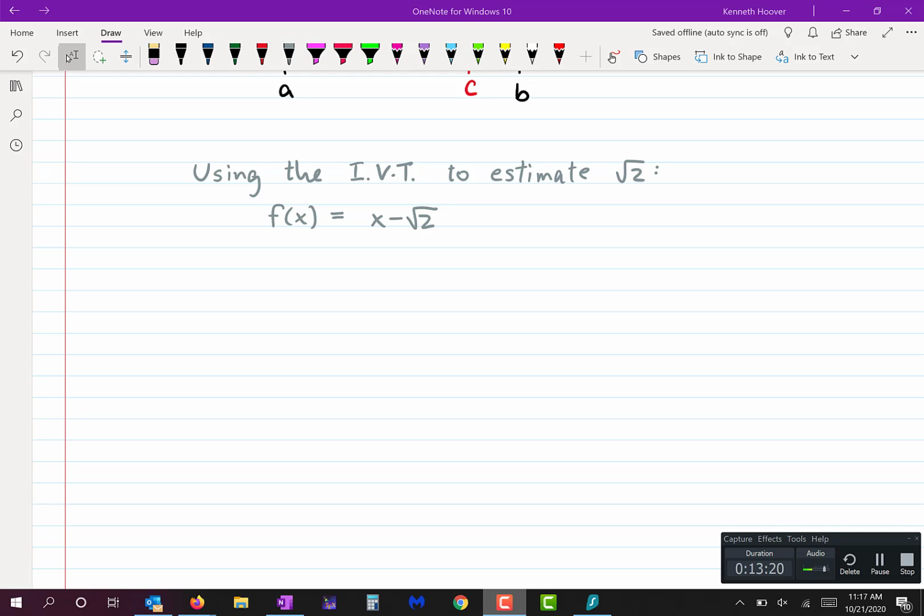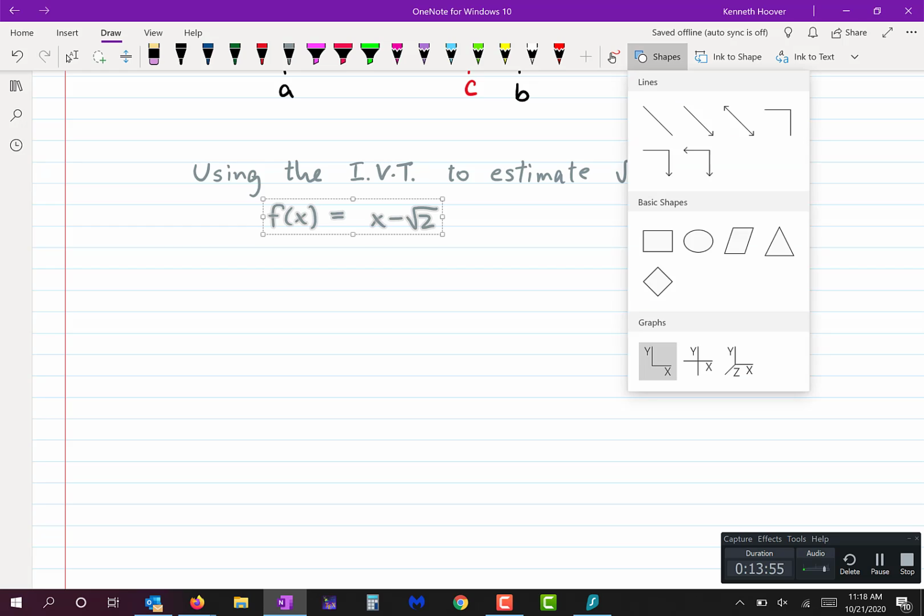Okay? So for instance, what I mean is this. Do you agree that the square root of 2 is somewhere between 1 and 2? You probably agree with that, right? Because 1 is the square root of 1, so the square root of 2 is bigger than that, and 2 is the square root of 4, so the square root of 2 is less than that. So I think we can agree that the square root of 2 is somewhere between 1 and 2.